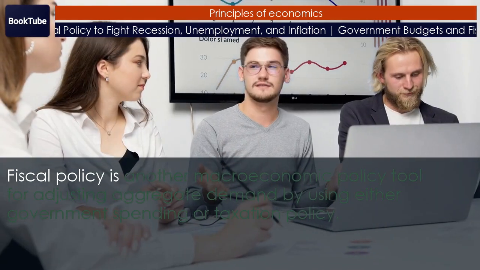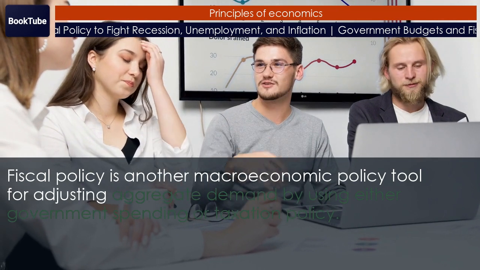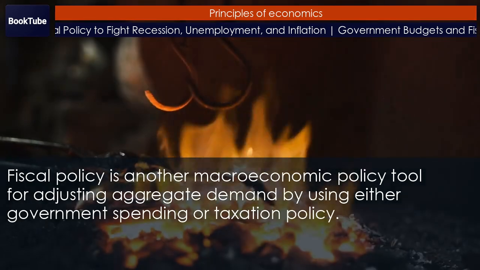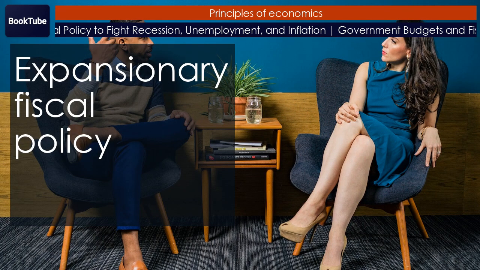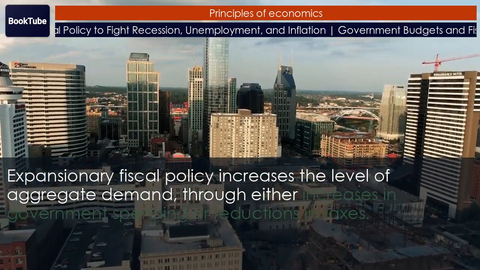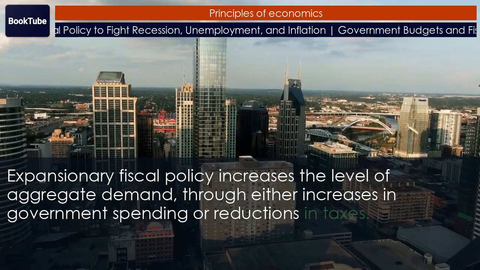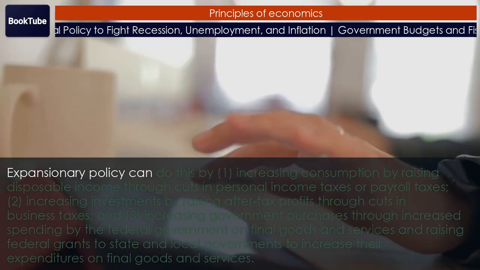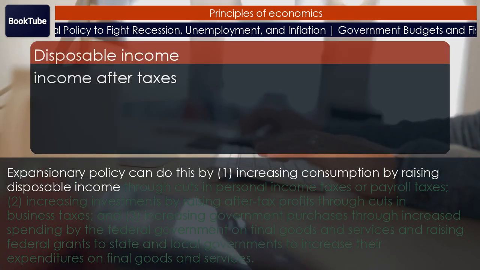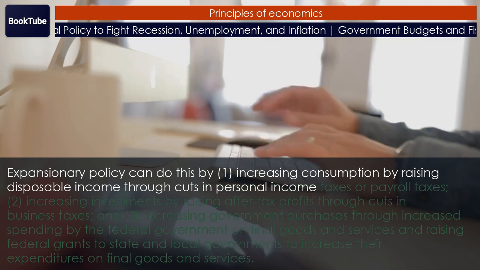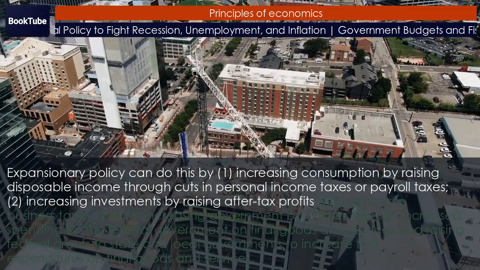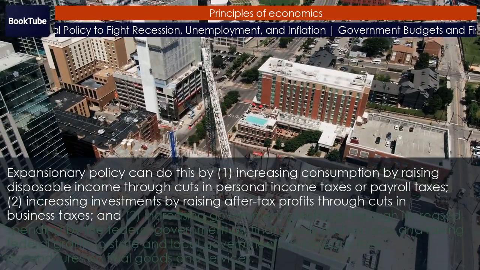Fiscal policy is another macroeconomic policy tool for adjusting aggregate demand by using either government spending or taxation policy. Expansionary fiscal policy increases the level of aggregate demand through either increases in government spending or reductions in taxes. Expansionary policy can do this by 1. Increasing consumption by raising disposable income through cuts in personal income taxes or payroll taxes.